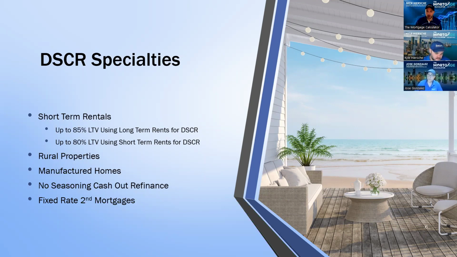We can also do this for rural properties. Not many companies out there can do that. We can also do this for manufactured homes, definitely unique there. And we also have no seasoning cash out refinance options where an investor could buy a distressed property and refinance the next day. And I mentioned before the fixed rate second mortgages, definitely a unique option, and it's under the DSCR umbrella where it doesn't require any income.